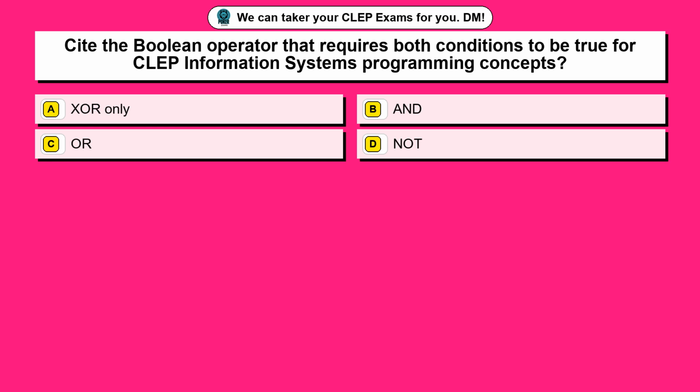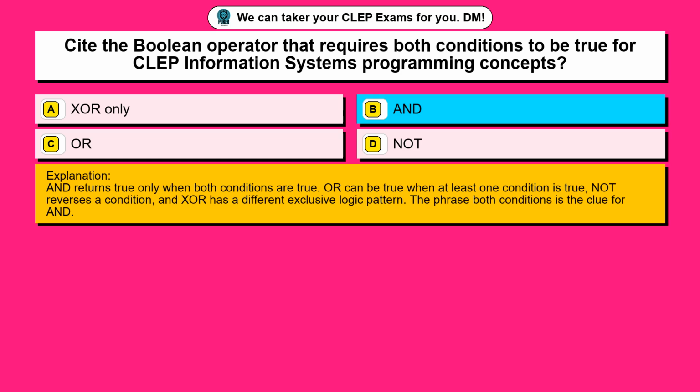Question 82. Cite the Boolean operator that requires both conditions to be true for CLEP Information Systems programming concepts. Option A. XOR only. Option B. AND. Option C. OR. Option D. NOT. The correct answer is option B.